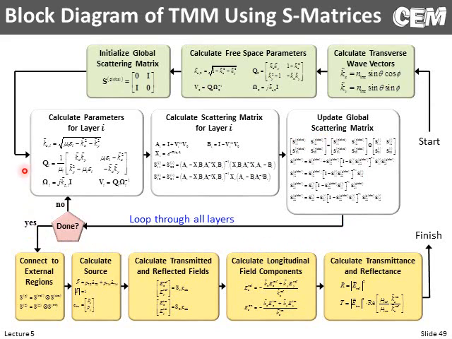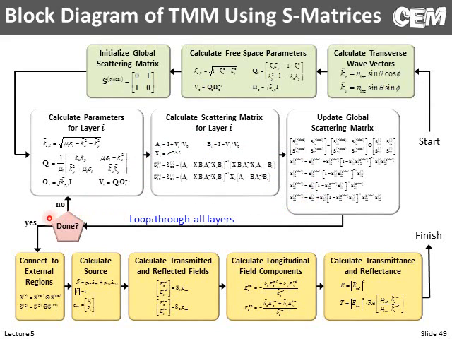Now we go back to the loop to the second layer, calculate the parameters for the second layer, calculate the scattering matrix for the second layer. Now we come in and we take our global scattering matrix, which only has layer 1 in it, star product with the scattering matrix for the second layer, and now our global scattering matrix describes layers 1 and 2. And then we go through and do layers 3 and 4 and 5 and however many layers we have.